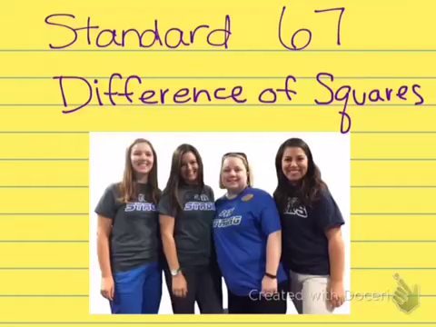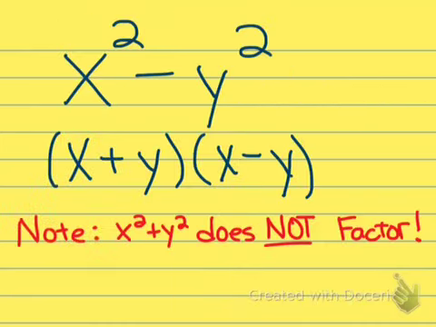Standard 67 is difference of squares. First, I'd like to say great job factoring the last couple weeks. This is the last video on factoring, and today's video is about a special case that some of you have already discovered on your own.